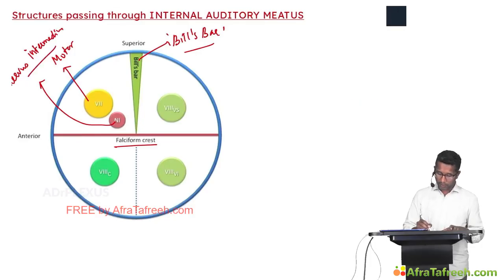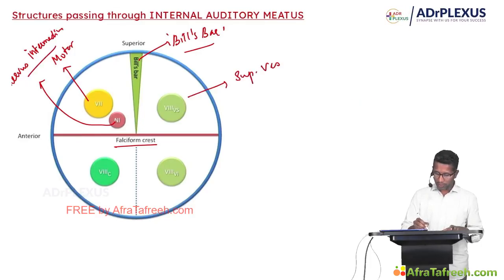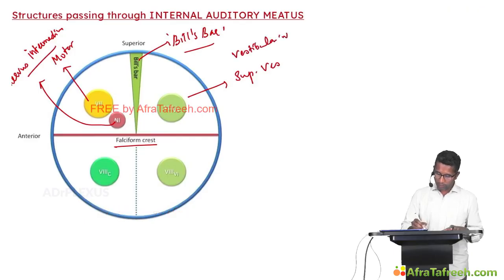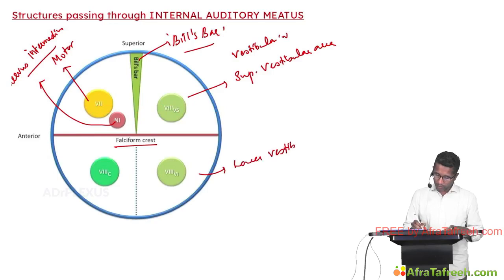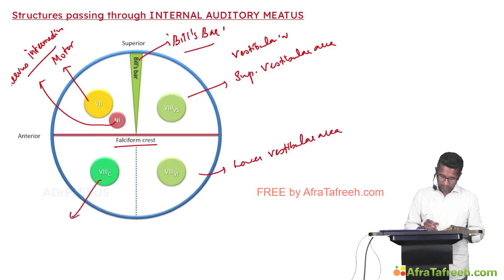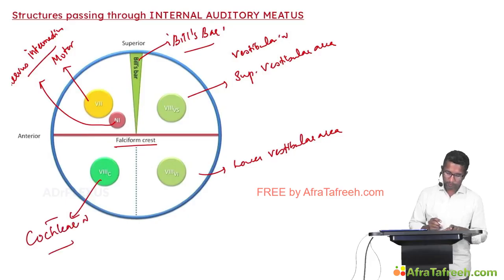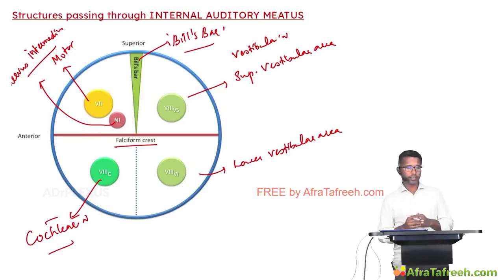Just behind that you have the superior vestibular area. The vestibular nerve from the superior vestibular area runs through this, and the vestibular nerve from the inferior vestibular area runs through this quadrant, and here runs the cochlear nerve. So these are the important nerves which run in this.